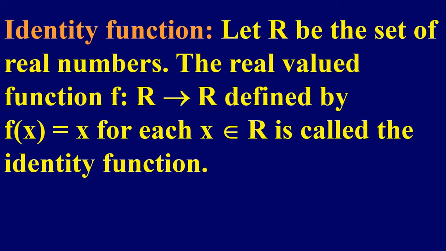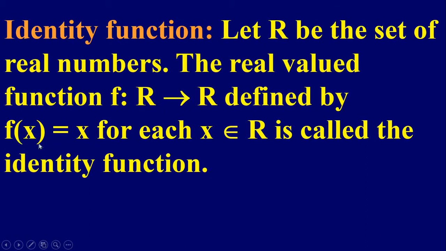First function, it is identity function. Let R be the set of real numbers. The real valued function f from R to R defined by f of x equal to x for all x belongs to R is called identity function. That is f of x equal to x only. That is each element related to itself. Then it is called as identity function.